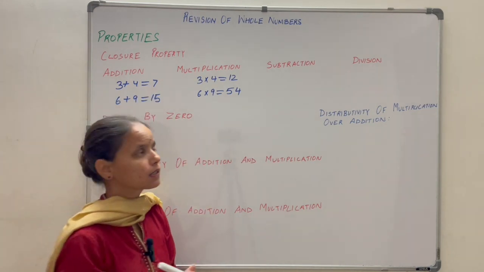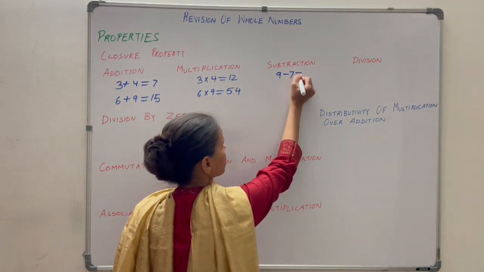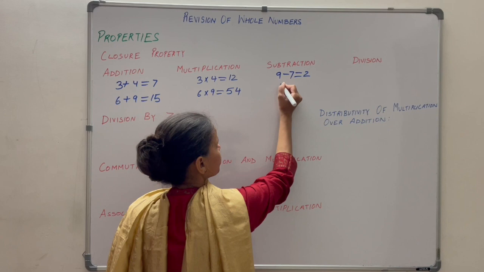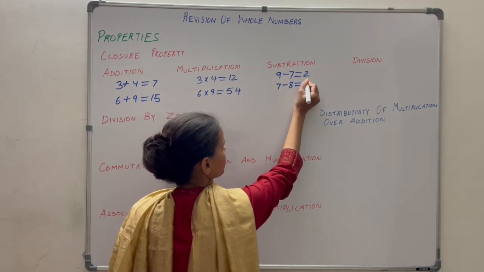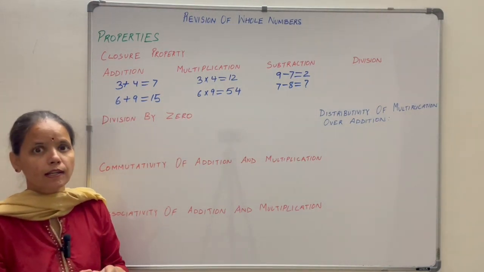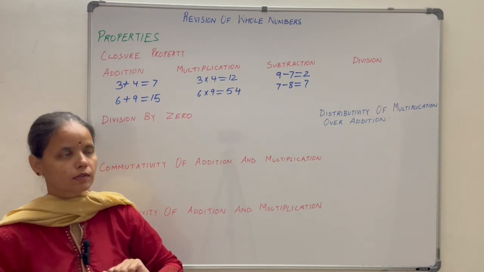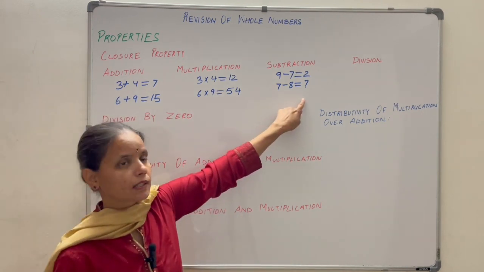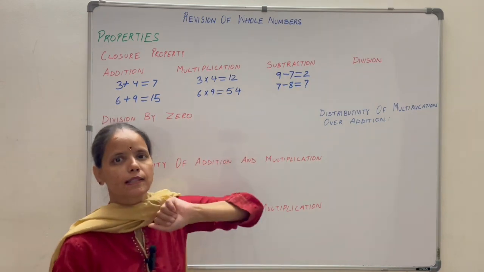Now let us discuss subtraction. If you subtract 7 from 9, you get 2. If you subtract 8 from 7, you don't get a whole number. So we say that whole numbers are not closed under subtraction, because you are not getting a whole number when you subtract 8 from 7.